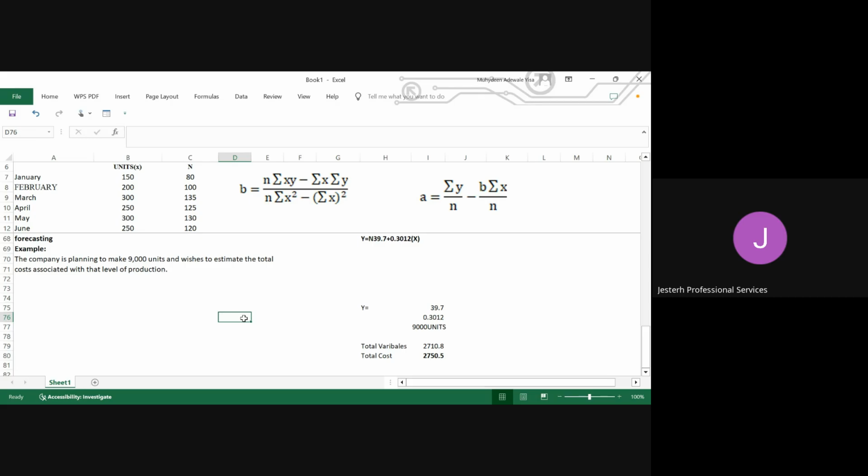That X that you are seeing is the one that stands for the total level of production, the total level of activities. So what you just do, first multiply the variable cost per unit they give you by the total units, and then you add it together with the fixed cost. Then you arrive at your total cost. I believe you get the explanation very well now.